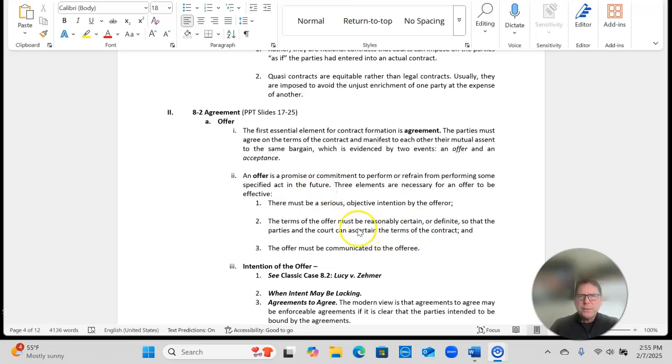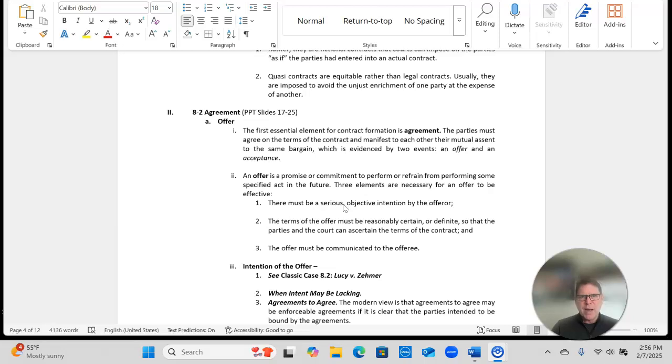So what is an offer? An offer is a promise or commitment to perform or refrain from performing some specified act in the future. When we talk about it, we have to think about what is a valid offer. A statement that is not an offer is not a binding statement, right? Because remember, ultimately, we're trying to figure out when a contract becomes legally binding. And so if a statement is made but doesn't rise to the level of an offer, then it is incapable of being accepted.